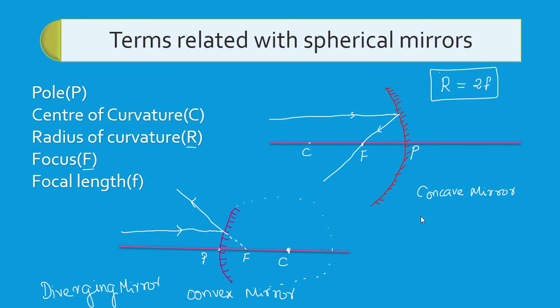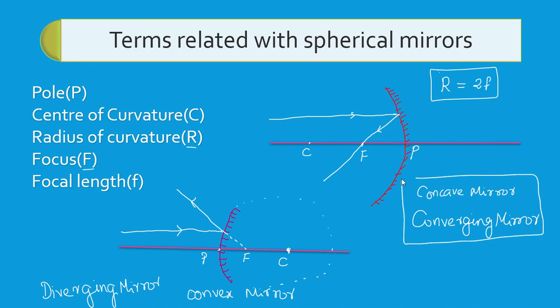And concave mirror is a converging mirror. Always remember this. These are very important topics. So concave mirror is converging. Converging means it converges the light rays to a point. Convex mirror is a diverging mirror. So these are the main important topics related with spherical mirrors. Hope you understood. Draw the diagram and make notes on this.